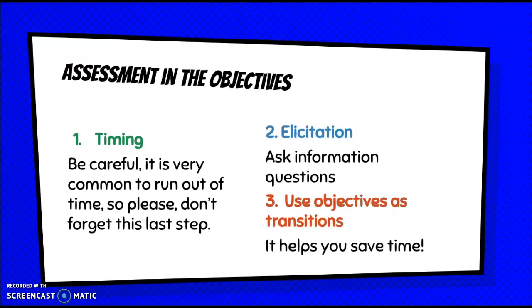And finally, use the objectives as a transition. That is a very nice recommendation, because you can kill actually a lot of birds with the same stone. We need to refer to objectives. If you check the checklist, we need to refer to the objectives during the class. So use them as a transition, and assess them while you do that. You can save time, because at the end you don't have to be in a hurry trying to assess objectives, because you had already done it. So these are basically my recommendations.